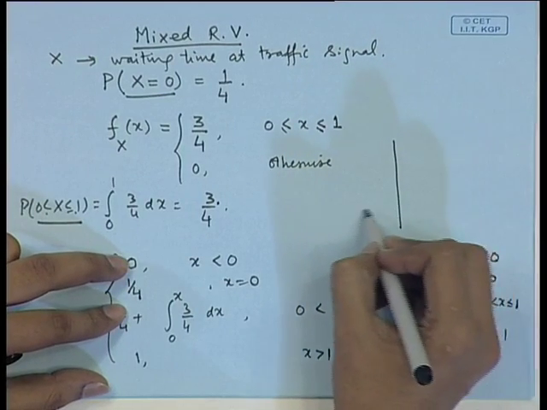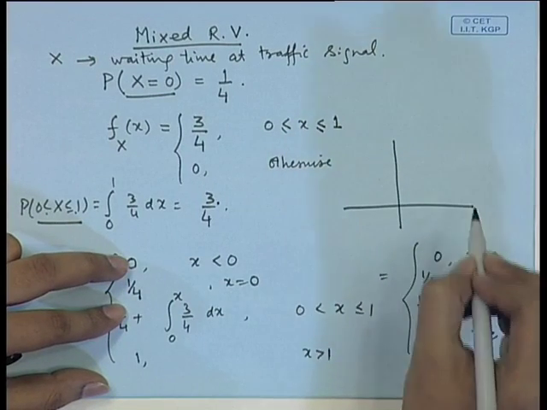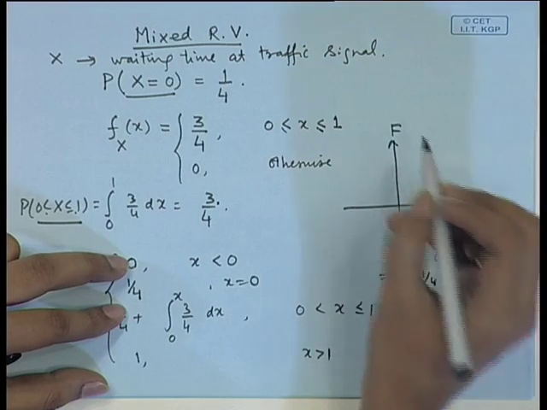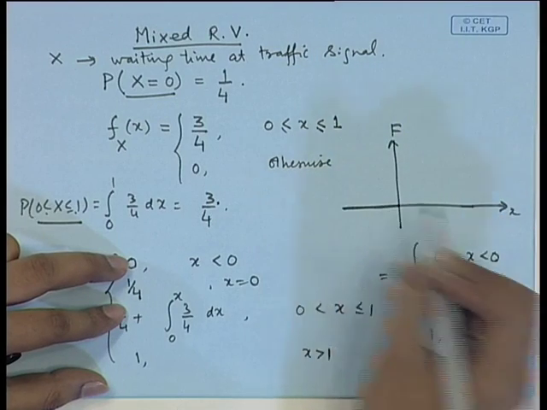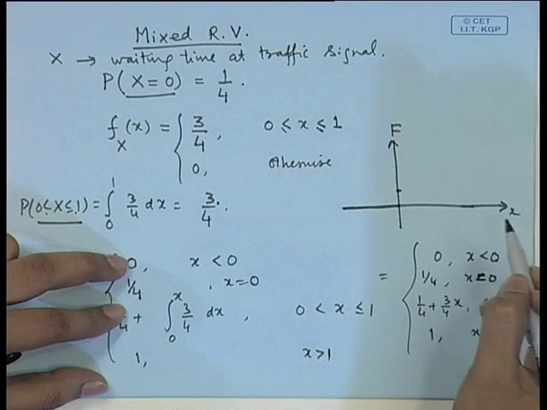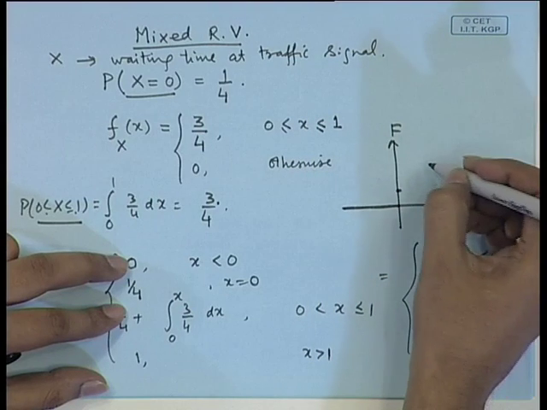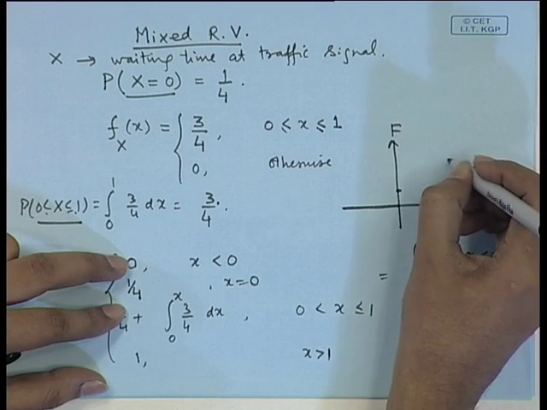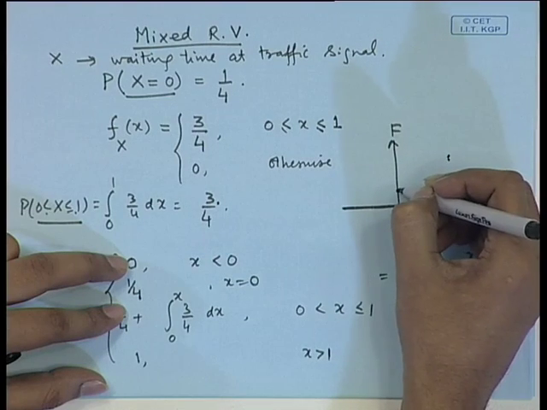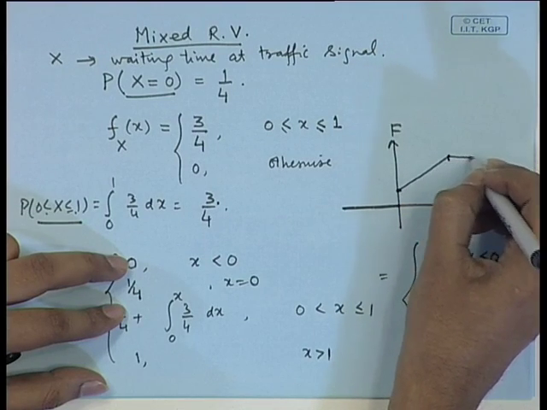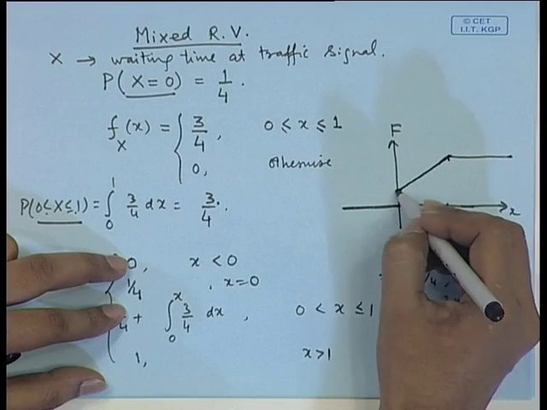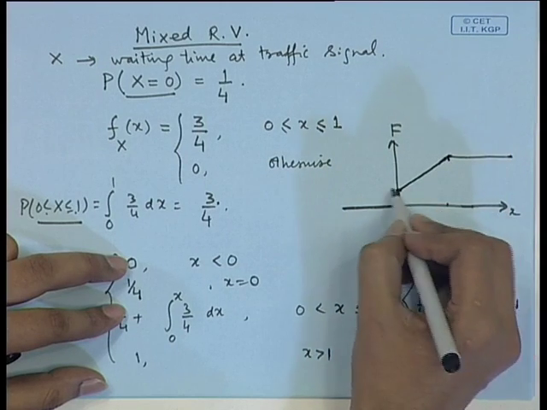If we plot this particular distribution CDF, then up to 0 it is 0, at 0 it is becoming 1 by 4, then from 1 by 4 to 1, it is increasing and it is 1. So, in this case it is a continuous random variable, there is a jump here of size 1 by 4.